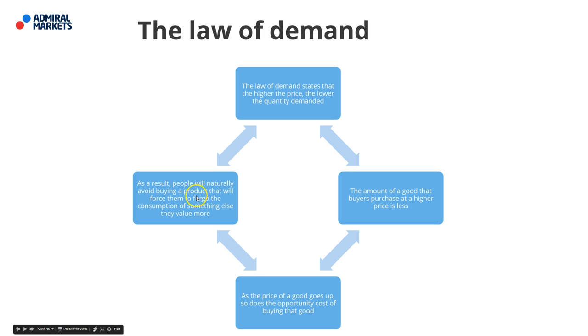So as a result, we naturally avoid buying a product that will force us to forgo the consumption of something else we value more. So generally all people will avoid buying if it forgoes the consumption of something else that they value more. So that is the law of demand.